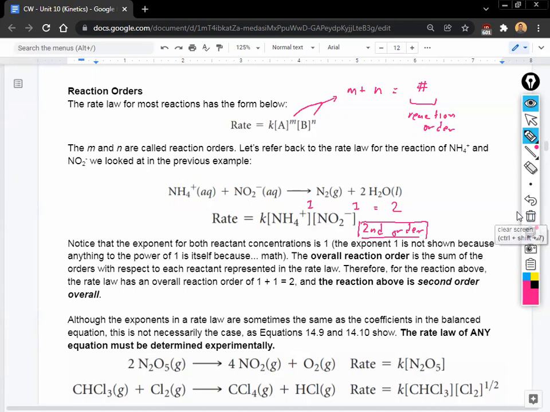So let me quiz you guys. What if our exponents here were 2 and 1? What would be the reaction order? Yeah, third, right? What if the exponents were 0 and 0? No, there is a reaction still. It's going to be a 0 order reaction. Okay. So literally just add up m and n, and that's going to tell you what the reaction order is.